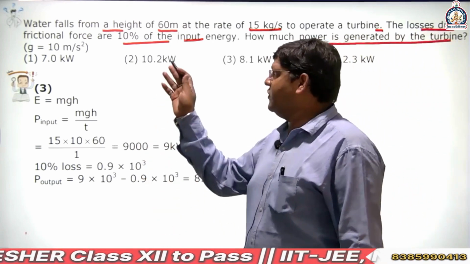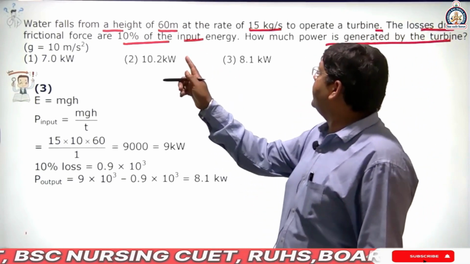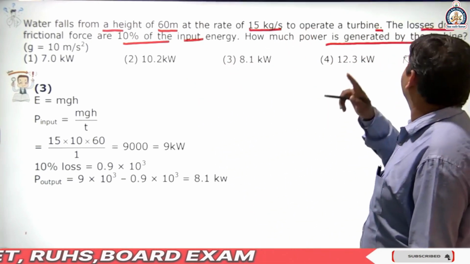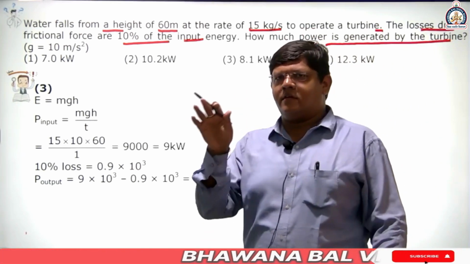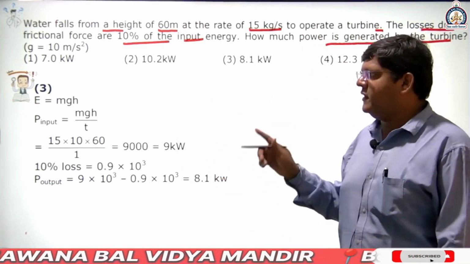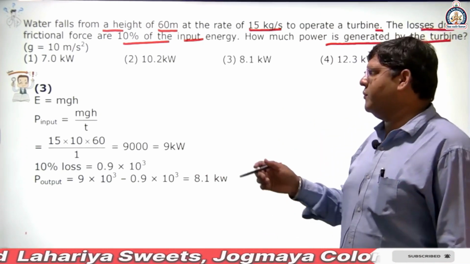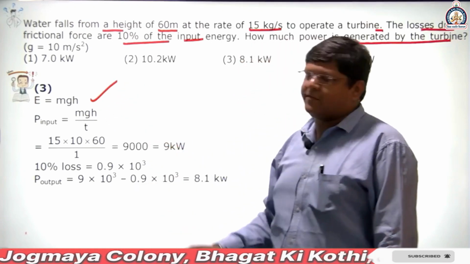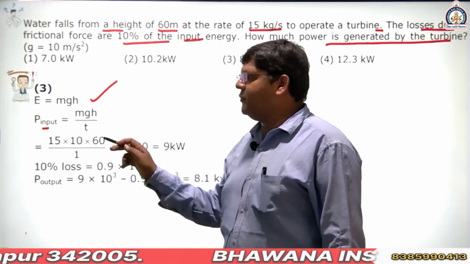By observation of the data available in the question, we can relate the data of height, the rate of water discharge, and the losses, and how much power is generated. So, in a broader view, we can see the question is related to energy and power. When it is a concern of energy, the formula for energy is equal to mgh. Now, the formula for power is equal to energy upon time.